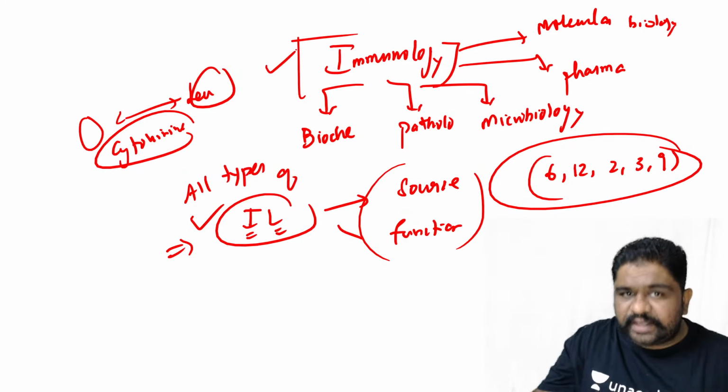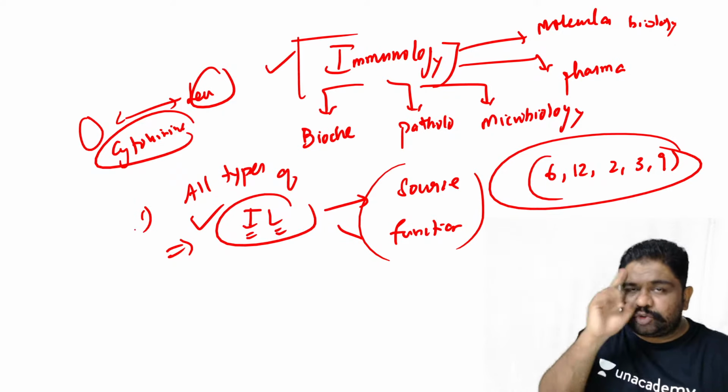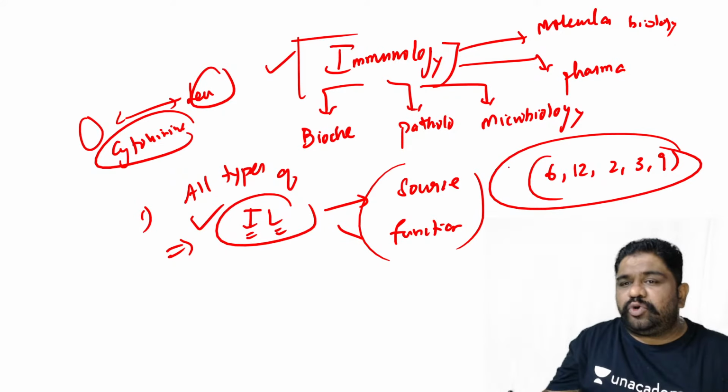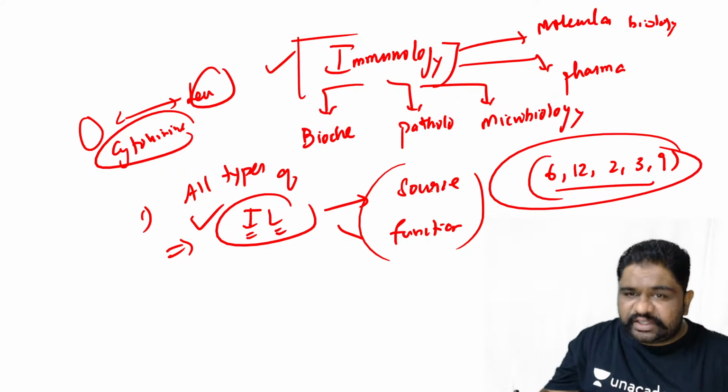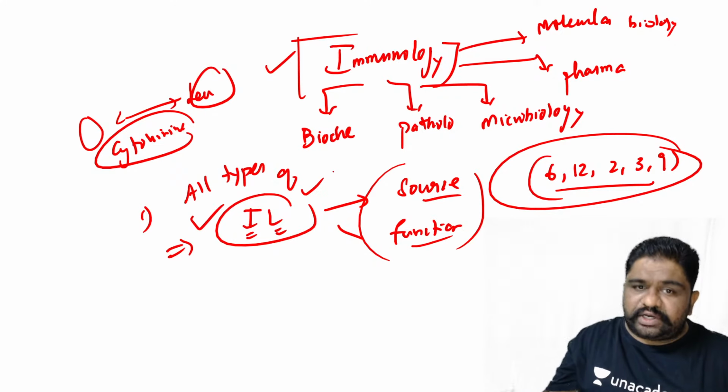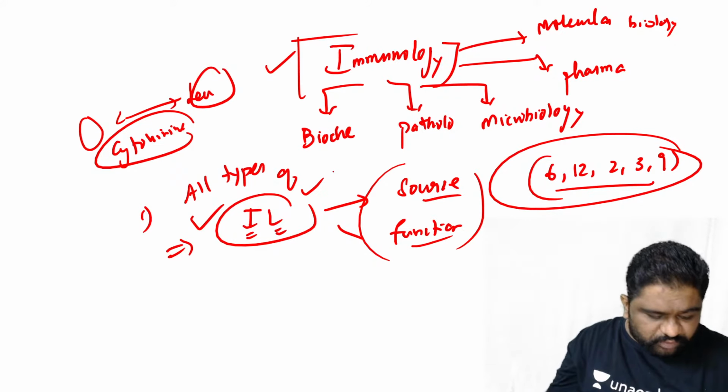Again, in the case of immunology, interleukins should be a must for you to learn. You have to know at least 5 interleukins and their sources and functions. It is good if you know the sources and functions of almost all of them.